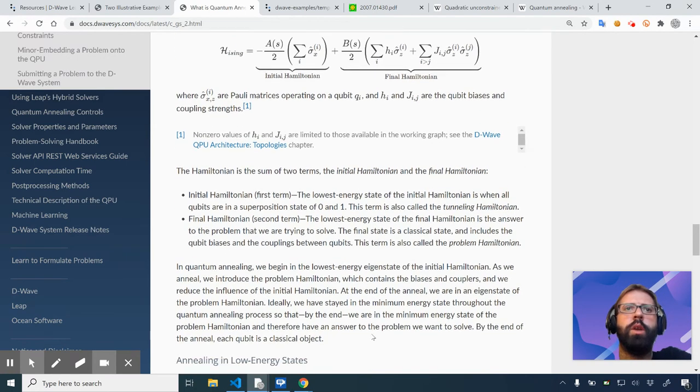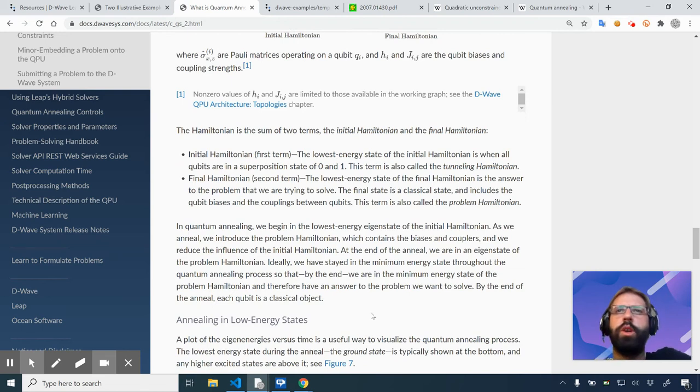As we anneal, we introduce the problem Hamiltonian, which contains the biases and couplers, and we reduce the influence of the initial Hamiltonian. I remember reading that somewhere, where you're going from one Hamiltonian to another, but I can't remember where I read that. I think it was when I was searching about trotterization and stuff like this.